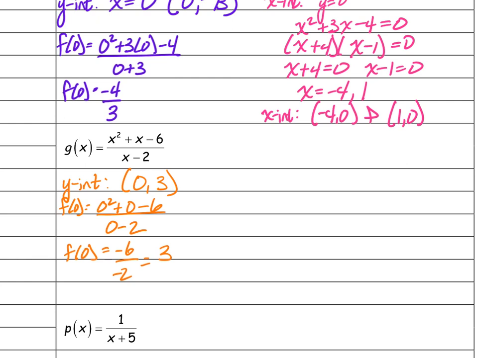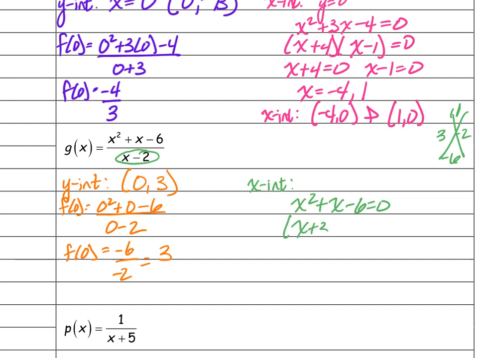Now I'm going to find my x-intercept, or x-intercepts. Same thing, I'm going to take my numerator and set it equal to 0. And the only thing it can't equal would be 2. So I've got x squared plus x minus 6 equals 0. So I need two numbers that multiply to be negative 6 and add to be 1. I think that's going to be 3 and negative 2.